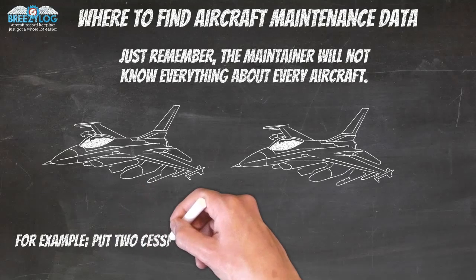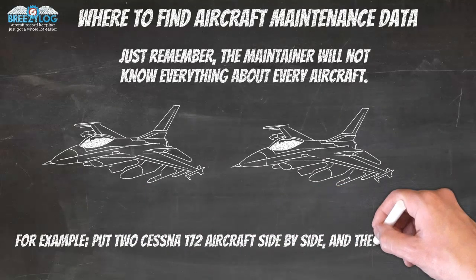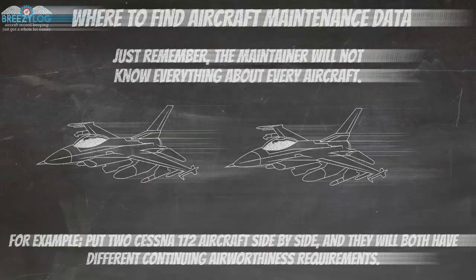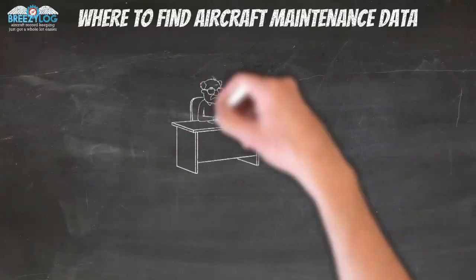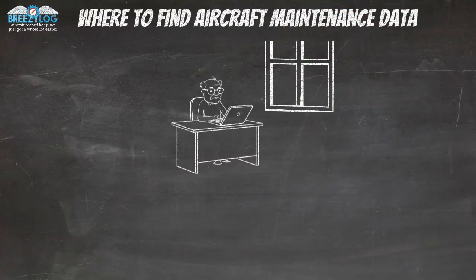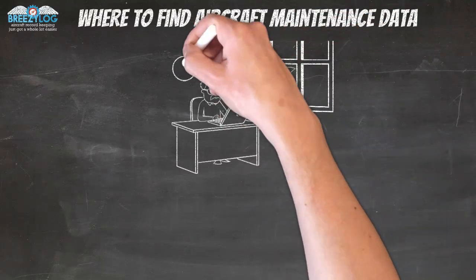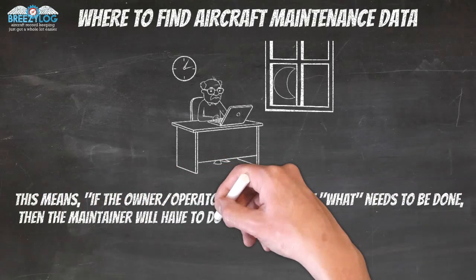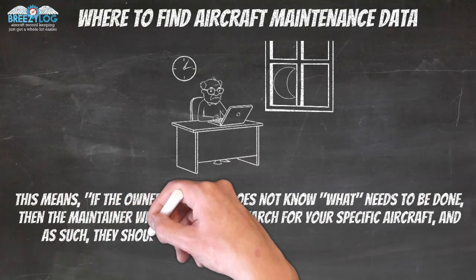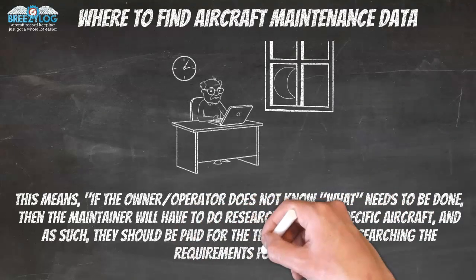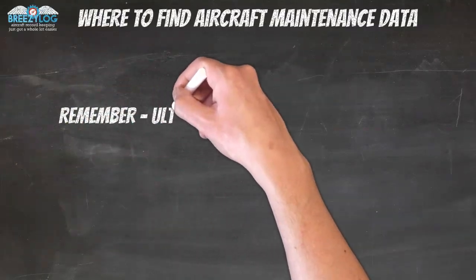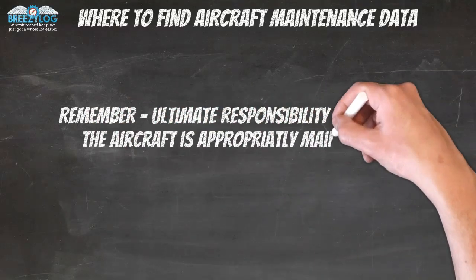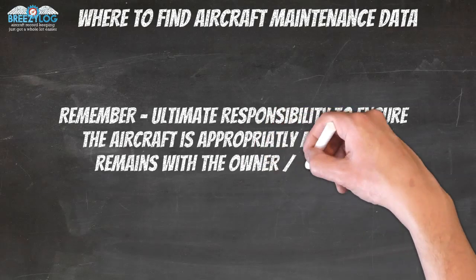For example, put two Cessna 172 aircraft side by side, and they will both have different continuing airworthiness requirements. This means, if the owner or operator does not know what needs to be done, then the maintainer will have to do research for your specific aircraft, and as such, they should be paid for the time they spend researching the requirements for you. Remember, ultimate responsibility to ensure the aircraft is appropriately maintained remains with the owner, operator.